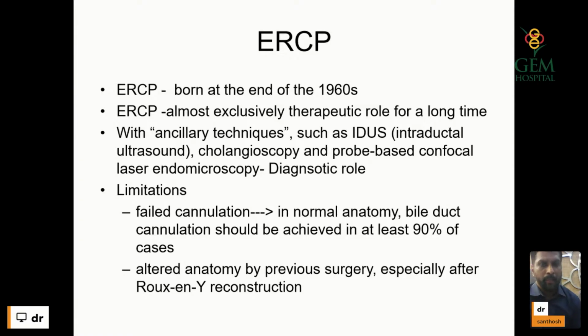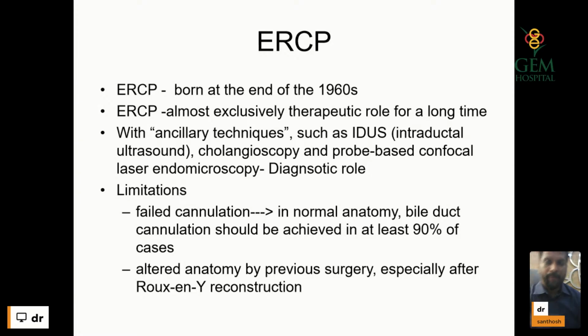With intraductal ultrasound, we can see the thickening of the bile duct, and with the cholangioscope we can take targeted biopsies. Confocal laser endomicroscopy gives magnified images of the cellular structures. So we can target the tissue using these methods, which helps in the diagnosis of tumors, but ERCP has some limitations.